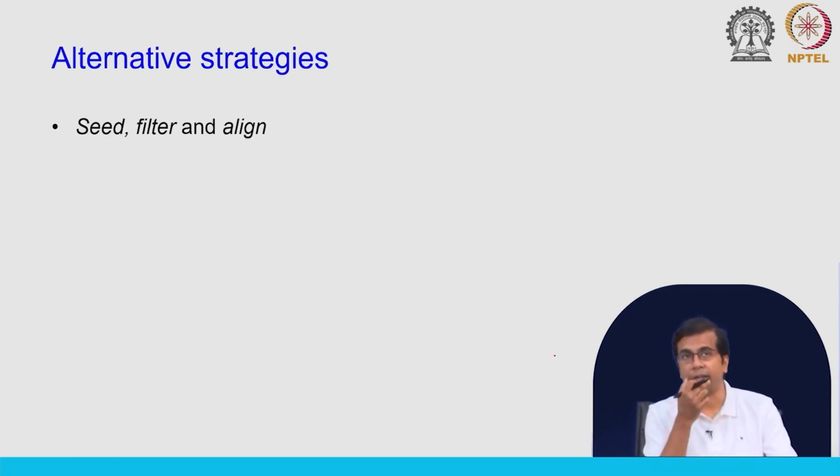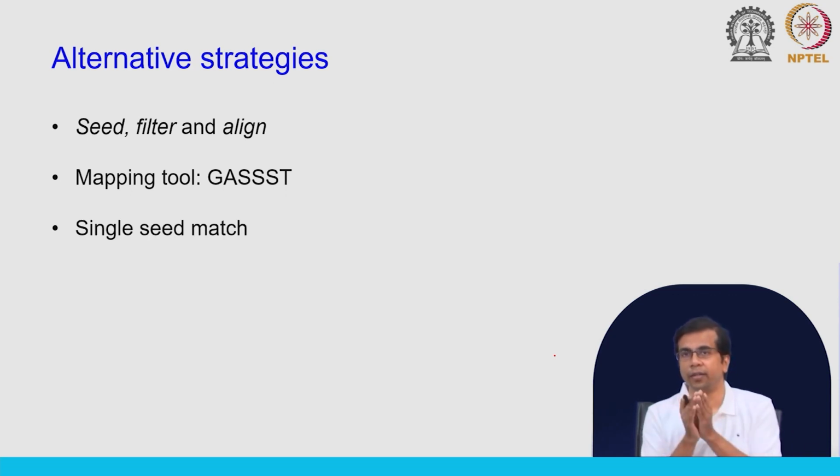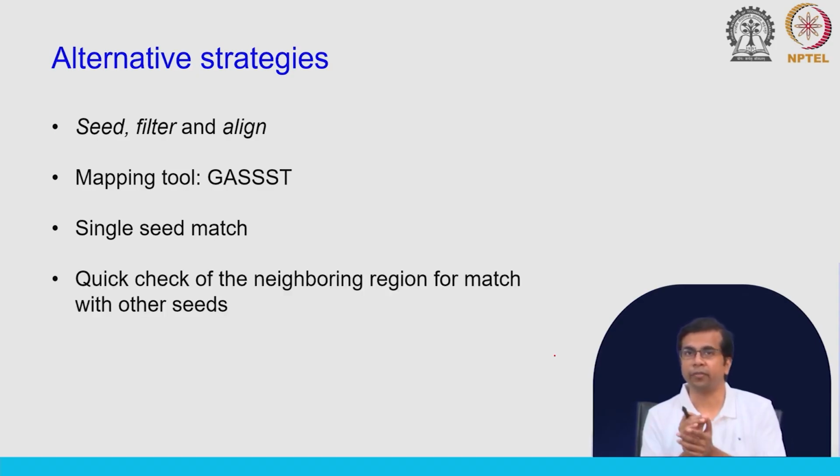This is an alternative strategy called seed, filter and align, and this is implemented by a tool like GSST. What we have is a single seed match. This tool takes a single seed and matches it against the reference hash table. Now, let us say it finds multiple matches, multiple locations. Instead of trying to extend or align against all these locations, it will quickly search the neighboring region for a match with other seeds.